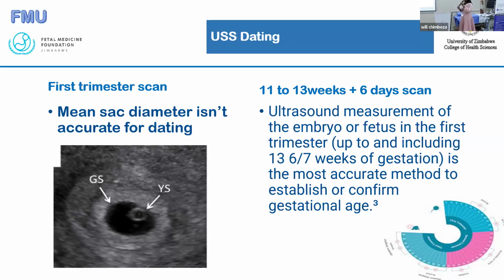Researchers have noted that the gestational sac alone is not accurate. Rather, we use it for confirming progression of the pregnancy against expected milestones and also confirming location of a pregnancy. The most accurate way of dating a pregnancy is the 11 to 13 weeks plus 6 days scan.